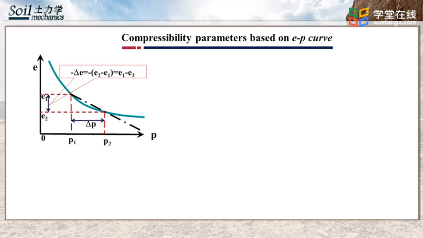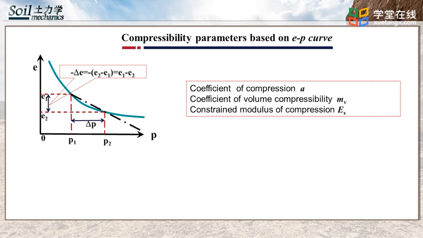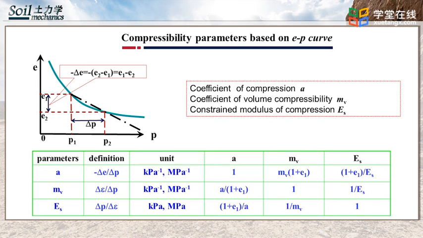Let's summarize the compressibility parameters based on e-p curve. We can define coefficient of compression alpha, coefficient of volume compressibility mv, and constraint modulus of compression Es. This chart shows you the relationships among the three parameters.